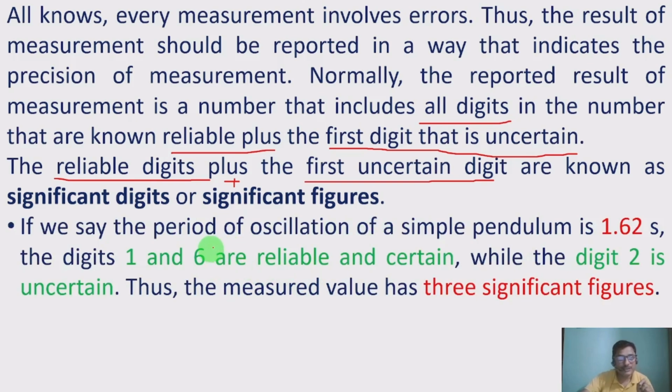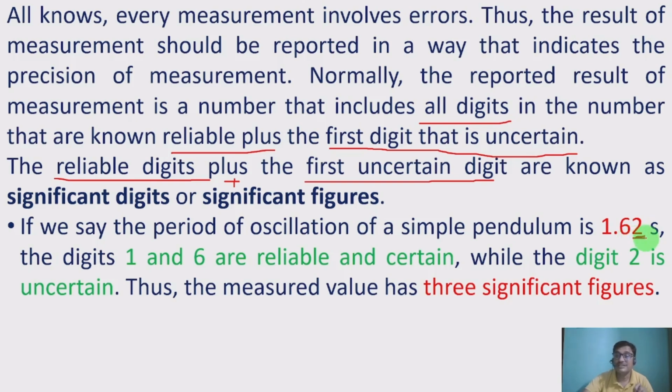Take one example: the period of oscillation of a simple pendulum is 1.62 seconds. The digits 1 and 6 are reliable and certain, while the digit 2 is uncertain. That means it may be 1.619 or so; it may be rounded up, or it may have some other values behind it, and that's why we call it uncertain.